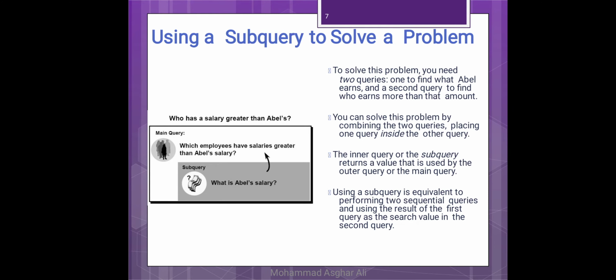Using a subquery to solve a problem, there are lots of problems we will face. To solve the problem we need two queries. We want to find what Abel earns, and a second query to find who earns more than that amount. You can solve this problem by combining the two queries, placing one query inside the other. The inner query or the subquery returns a value that is used by the outer query or the main query. Using a subquery is equivalent to performing two subsequent queries and using the result of the first query as the search value in the second query.